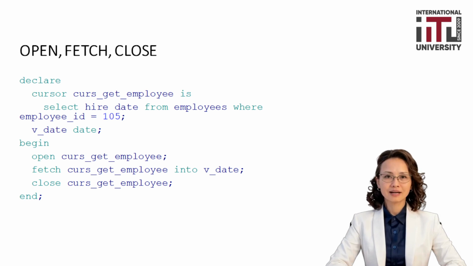Let's look at a simple example of using an explicit cursor in PL/SQL. First, we declare a cursor named curs.getEmployee. It selects the hire date from the employees table for employee ID 105. We also declare a variable vDate to store the result. Next, we open the cursor. This executes the query and prepares the data for retrieval. Then we use the fetch statement to retrieve the data from the cursor into the variable. Finally, we close the cursor to release system resources. This example shows the full lifecycle of an explicit cursor in action.